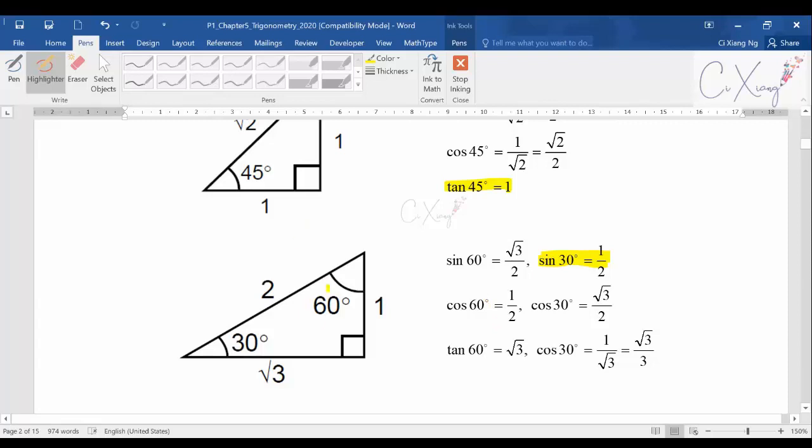So for these two triangles, no matter whether you're using the MS calculator or the ES calculator, I think it is quite worth memorizing them. So don't just ignore them. Please make sure that you keep them in your mind until you graduate at A level later.